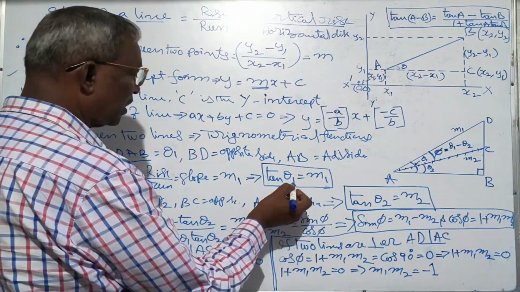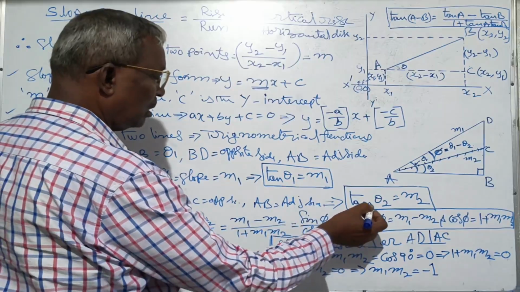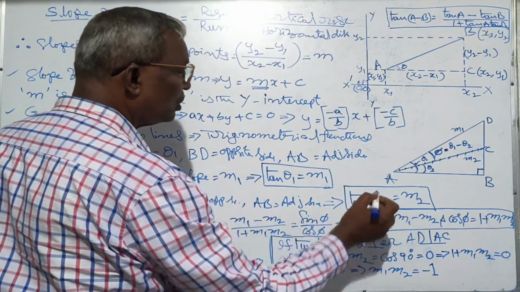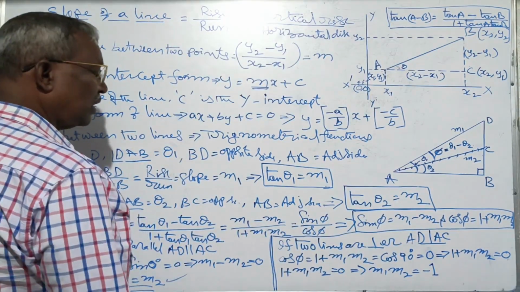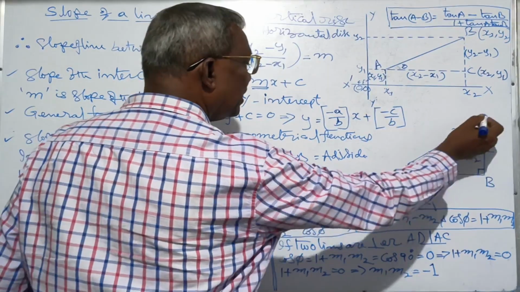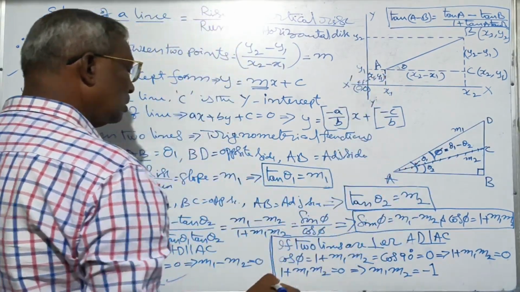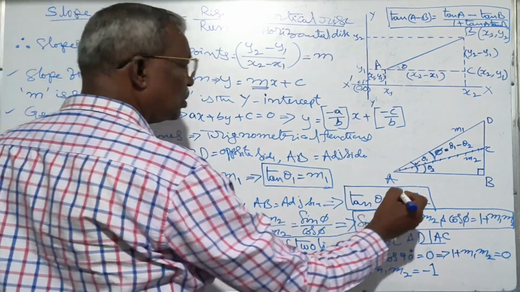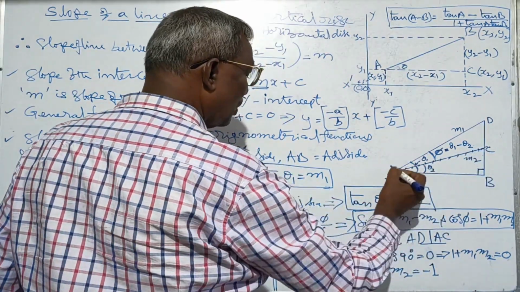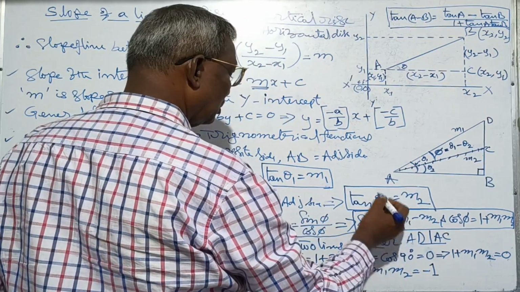Here, tan theta 1 is equal to M1. Here, tan theta 2 is equal to M2. So, that means slope of the line AD is equal to tan theta 1. Slope of the line AC is equal to tan theta 2.